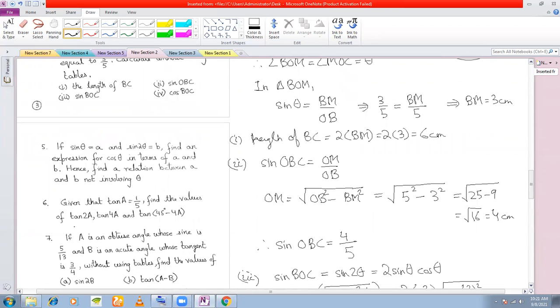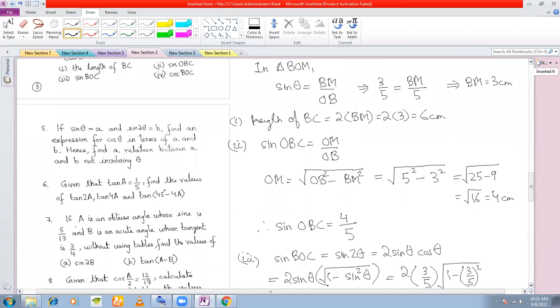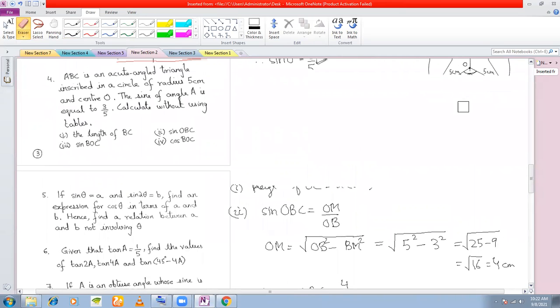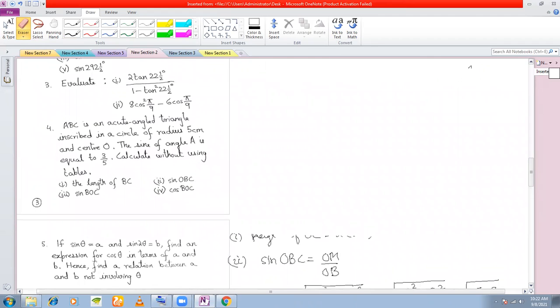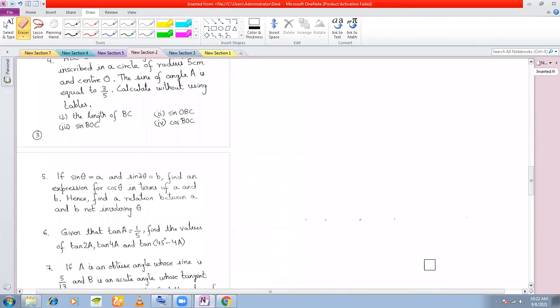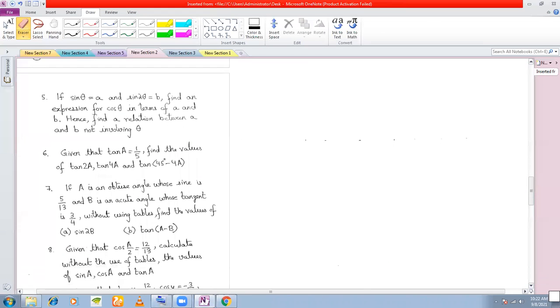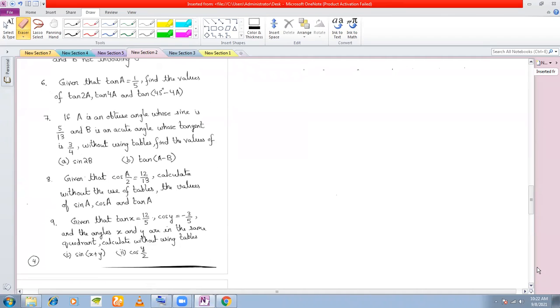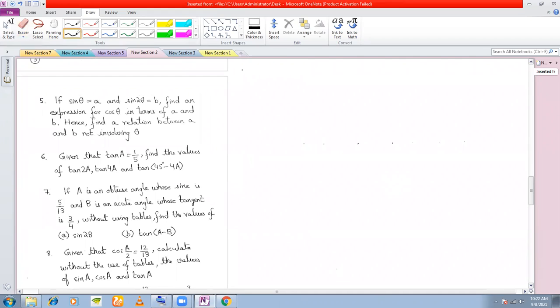Okay. What is the next question? Let's see if it is a short one. Yes, it is a short one. So we can solve this also. Number 5. Question here is sine theta is equal to A, sine 2 theta is equal to B. Find an expression for cos theta in terms of A and B. Hence, find a relation between A and B not involving theta. That means you have to eliminate theta.